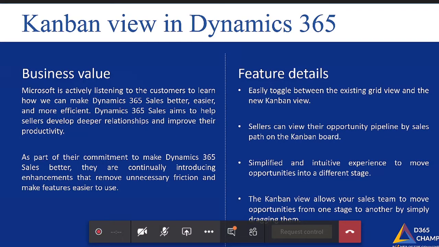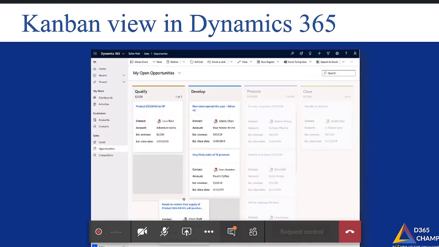It can help sellers view their opportunity pipeline by sales path in different swim lanes, into different columns by status and by the opportunity stages. It is basically a simplified and intuitive experience to move opportunities into different stages. So it's a drag and drop functionality that has been provided to move your opportunities through various life cycle stages. The Kanban view also allows your team to move opportunities from one stage to another by simply dragging them. So these are some of the features.